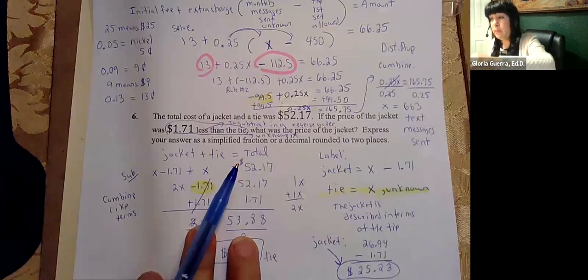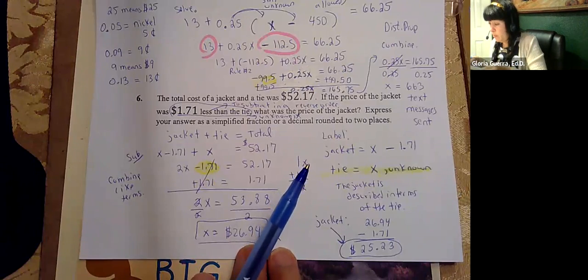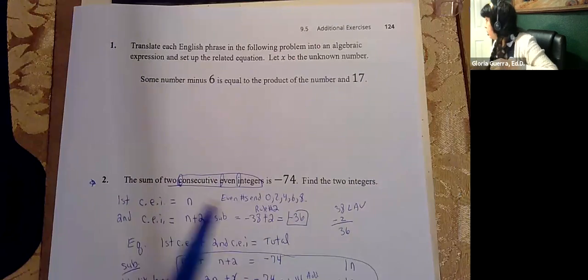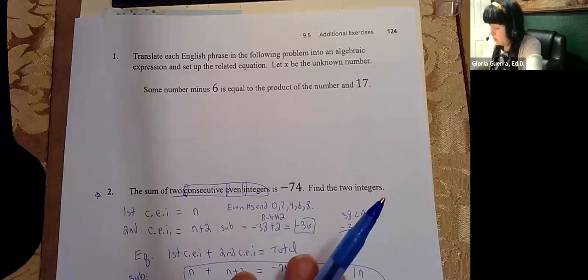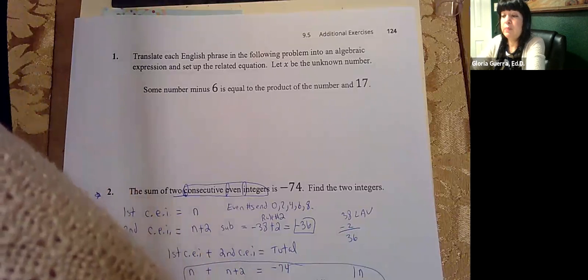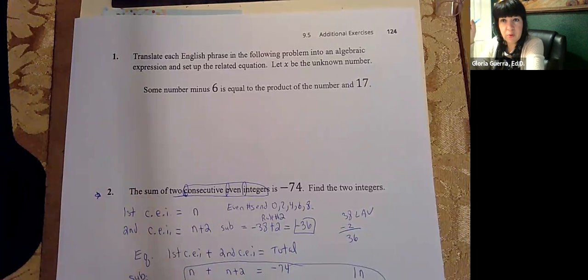Okay, now let me go back to number 1 on page 124. Okay, so these are the types that the title says: applications, number problems, and consecutive integers. And then there were some other types of problems as well. I would say that number 1 is one of those number problems.